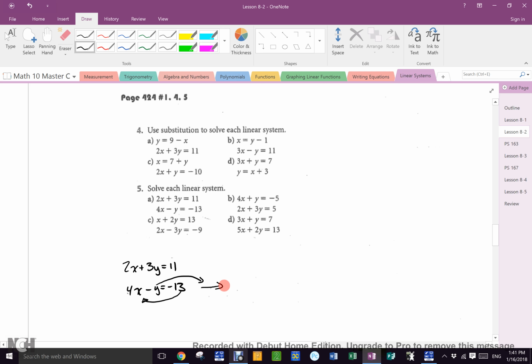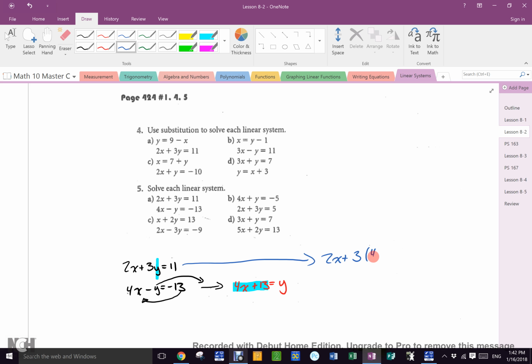Oh, sorry, guys. No. If I move that y over here and I move that 13 over here, what am I going to end up with? 4x plus 13 equals what? Y. Is y now by itself? So what can I do with all of that everywhere I see a y? I can substitute it. So what will I get here? 2x plus 3 times 4x plus 13 equals what? 11. And then I just do algebra.